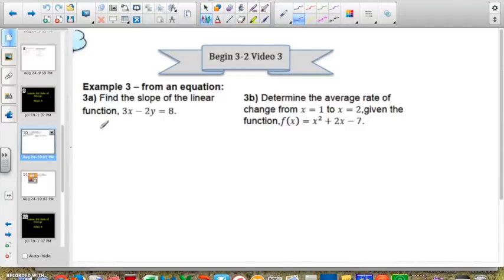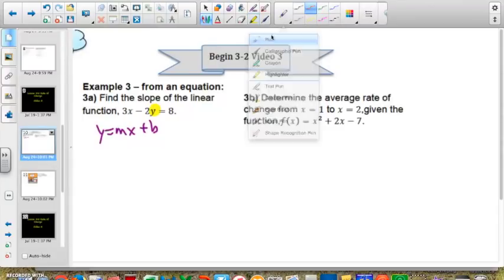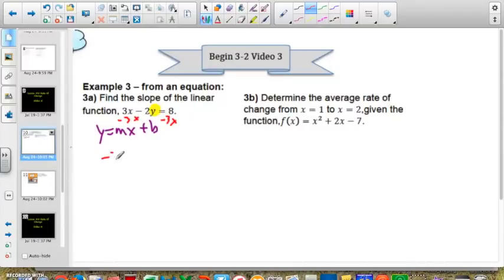We're going to need to put it into slope-intercept form. That, remember, is y equals mx plus b, where m is going to be the slope. So we're going to want to manipulate this equation so that we end up with y by itself. So the first thing we're going to want to do is to subtract 3x from both sides. So we're going to get negative 2y is equal to negative 3x plus 8. Remember, since these are not like terms, we can't combine them.